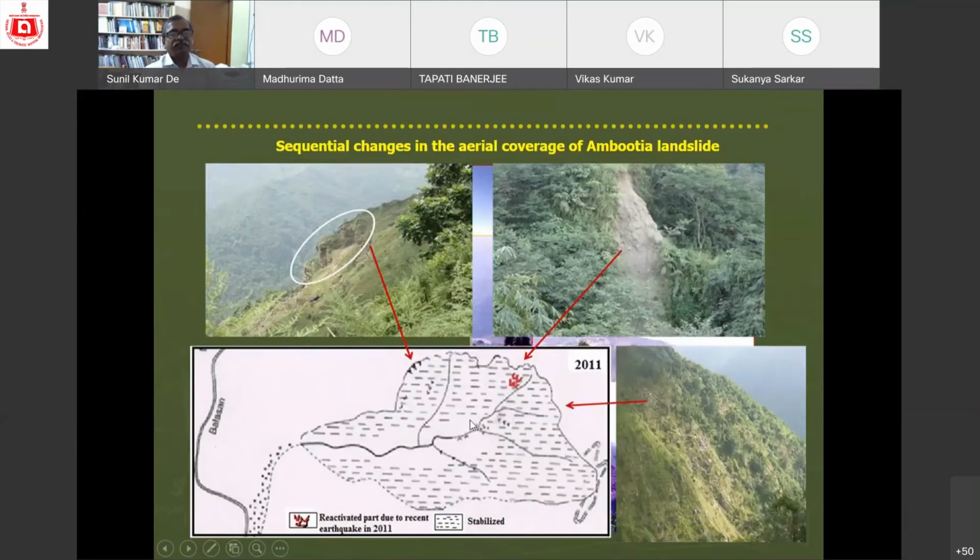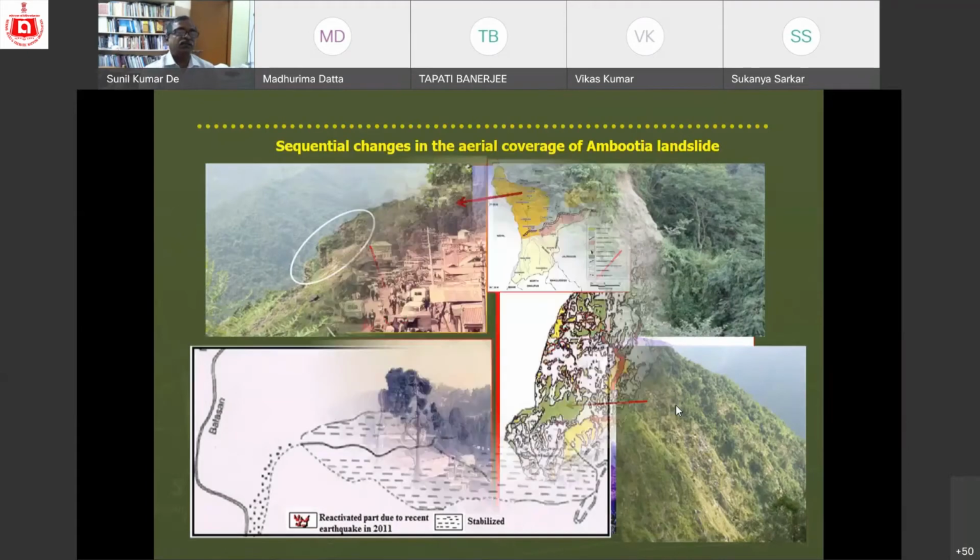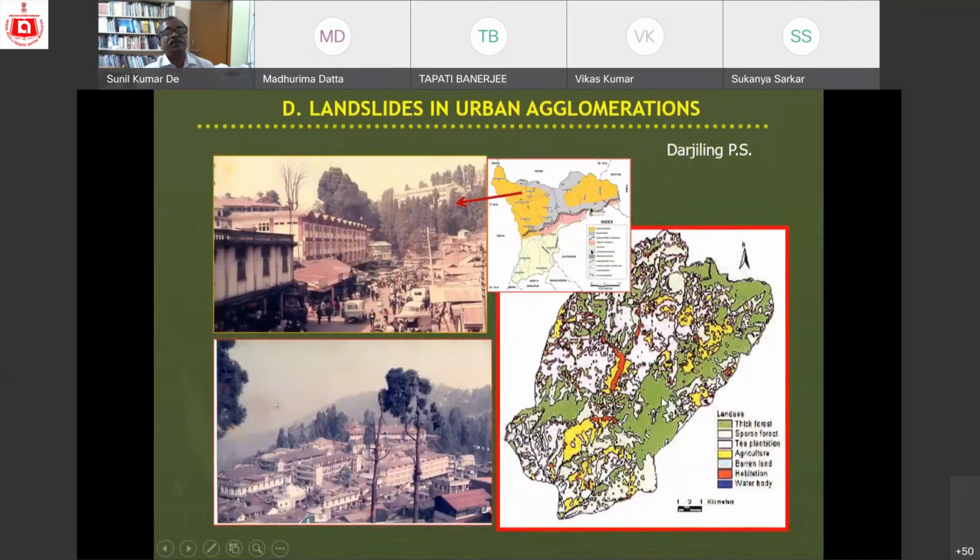These areas have been stabilized without taking any measures, because the bush cover comes up automatically and stabilizes the angle of repose, and the amount of surface flow is also controlled. So hopefully in another 10-12 years, the whole slide surface will be stabilized, if another devastating event does not take place. And lastly, it is urban agglomeration.